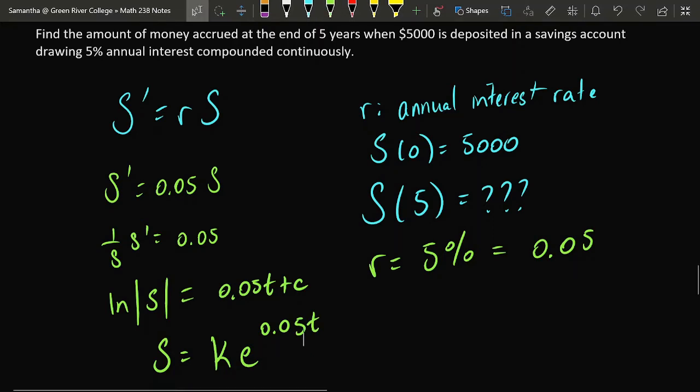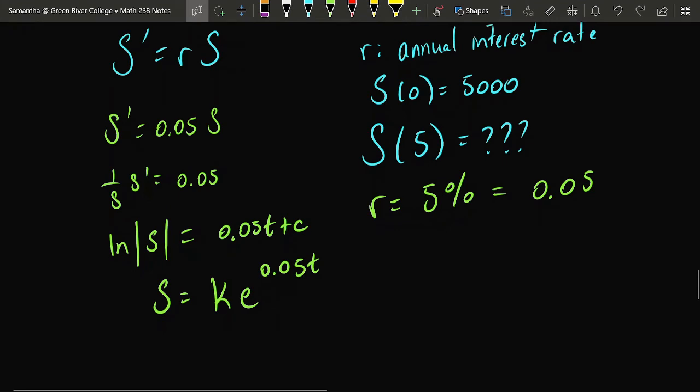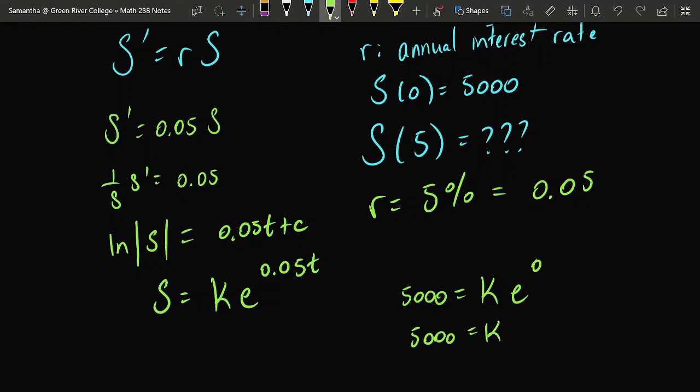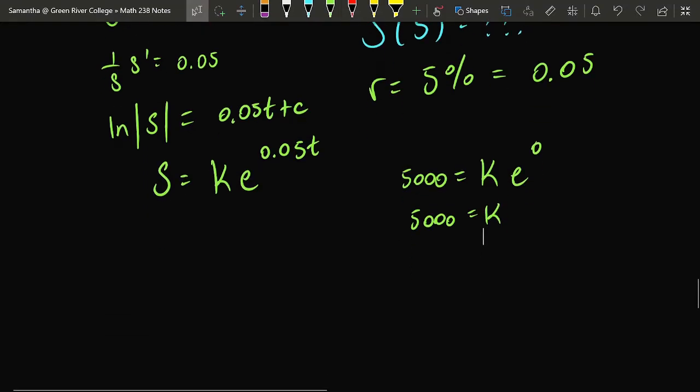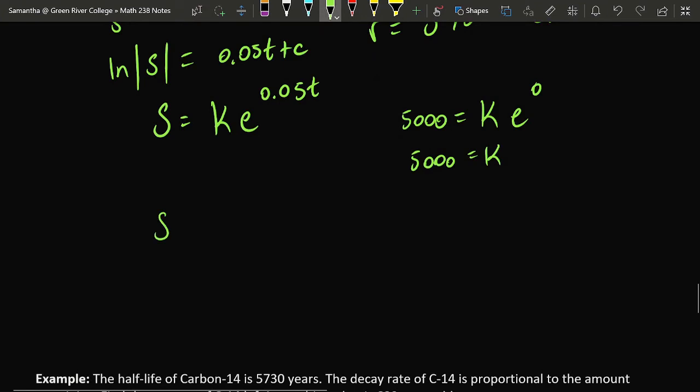So now let's use this initial condition to fill in the value of K. And as usual, when you have exponential growth, the initial value is an exact match to the K. Let's quickly verify that by plugging in 5,000 for the S value, plugging in 0 for the t value, and sure enough, K turns out to be 5,000 exactly. So the amount that the investment is worth after t years is equal to the initial amount, times e to the interest rate times the time.